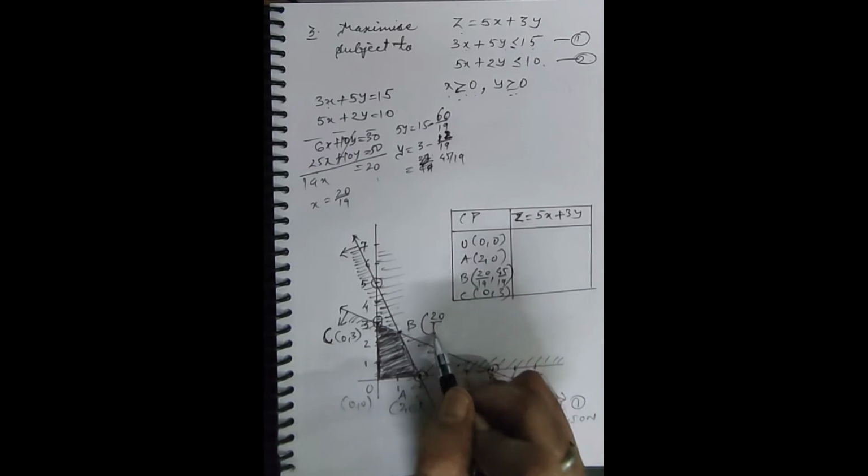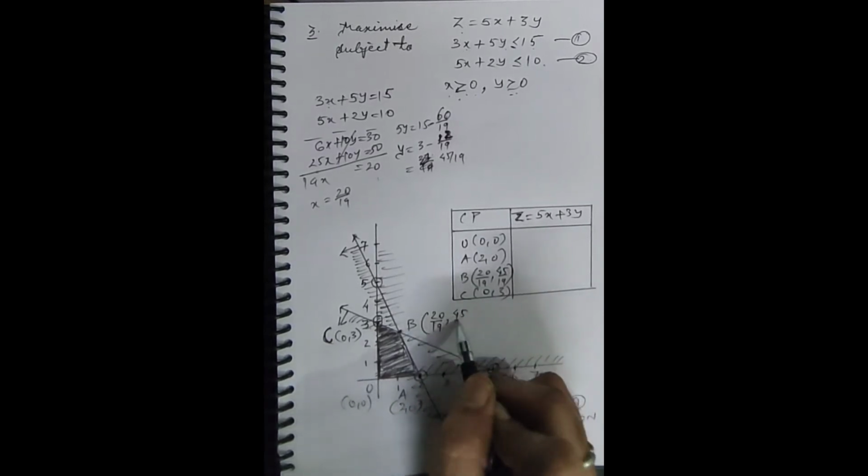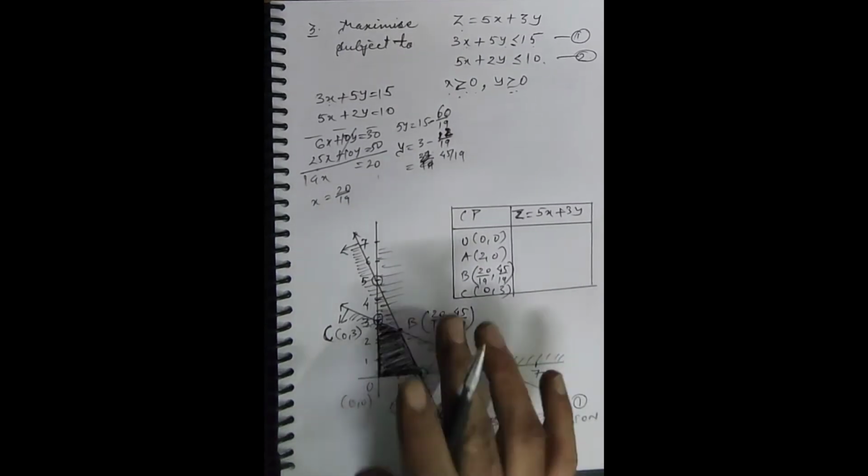Now here I have obtained these points. The coordinates of B are 20 by 19, 45 by 19. What I calculated verbally, I could not get even one of them right. Both of them are different. So this happens. You should always calculate by the elimination method here.